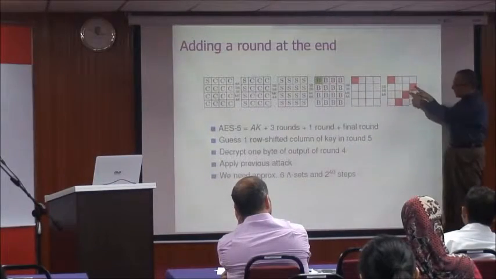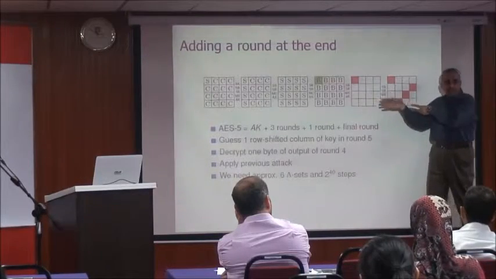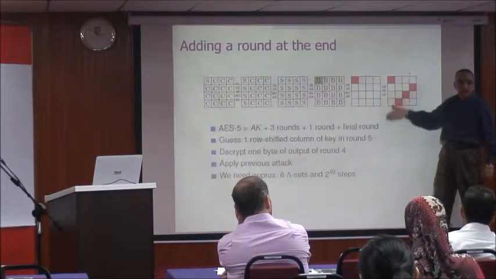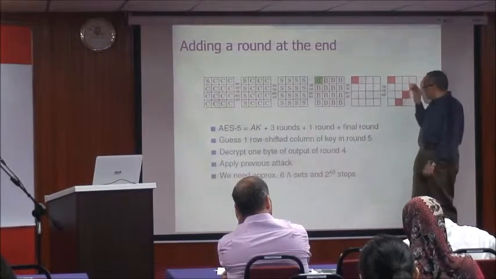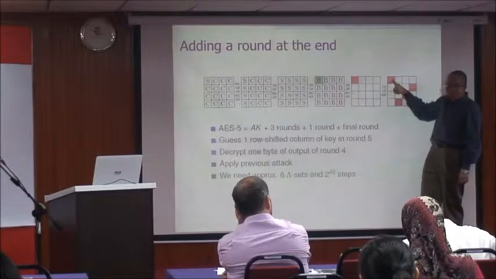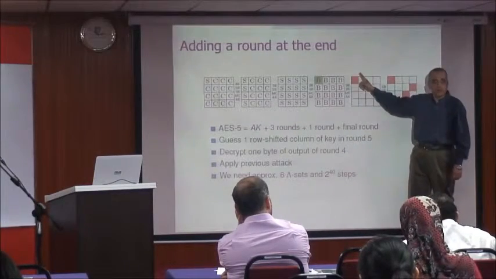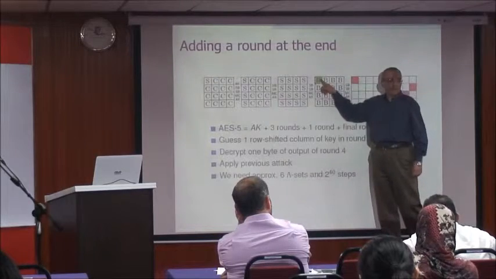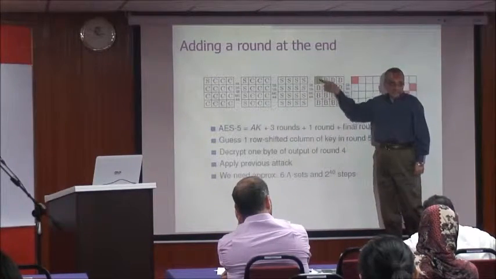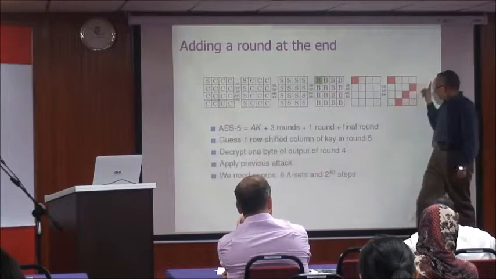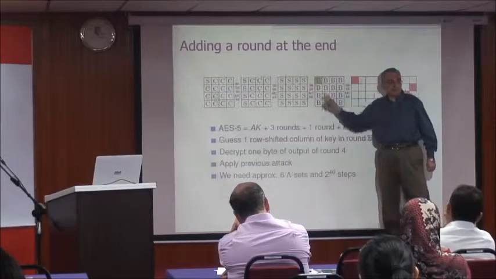So I'm going to guess them in this funny way so that when you do the inverse shift row operation, they are going to be aligned across one column. And then, assuming that I know the value of these 4 bytes, I will be able to recover the value of this byte, which would allow me to know the value of this byte. And then I should test whether this byte is balanced or not. If my guess was correct, then this byte would be balanced.